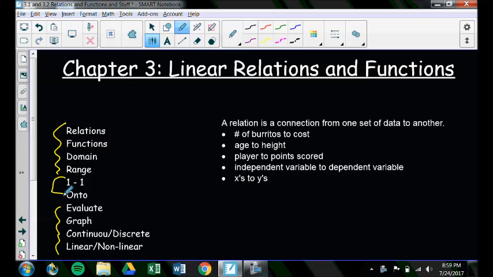A relation is a connection from one set of data to another, or one set of numbers, or one set of values, where you connect one set to another. It could be the number of burritos to the cost. It could be the age of a person to their height. You could relate a player to the points they scored. Independent variable to dependent variable is usually how it works with x's to y's, and that's a relation.